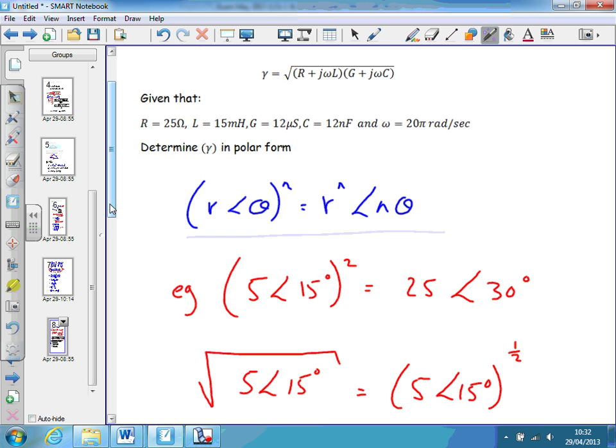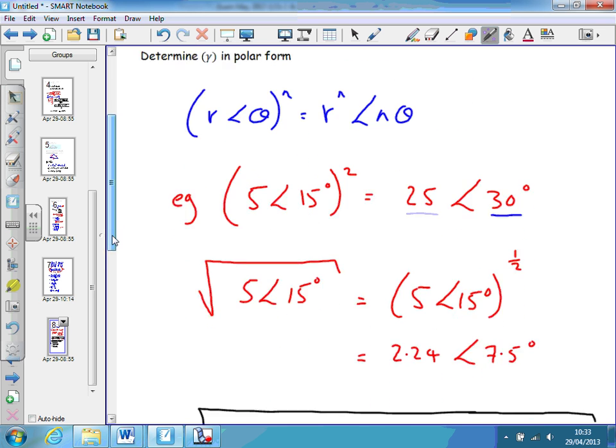All it's telling me is if I'm finding some complex number in polar form raised to the power n, for example squaring or cubing, then what do I do? I just take the number and square or cube it, and so on, and then multiply the angle by that number. For example, square 5 angle 15 degrees. I'm going to square the 5 to get 25, and I'm going to multiply the angle by 2, 15 to 30. Simple as that. What about a square root?